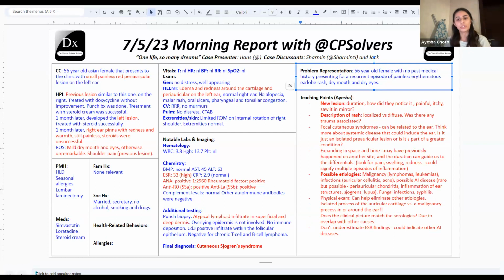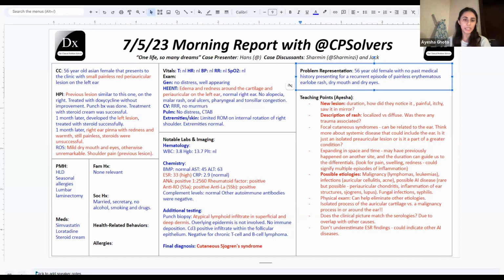So which could include lupus, Sjögren's, and periauricular chondritis, and other causes such as fungal infections and syphilis as well. And what we have to really pay attention and focus on is that when we have the labs, we might have the serologies, but we have to figure out if the clinical picture that the patient is presenting with matches the serologies that we found.